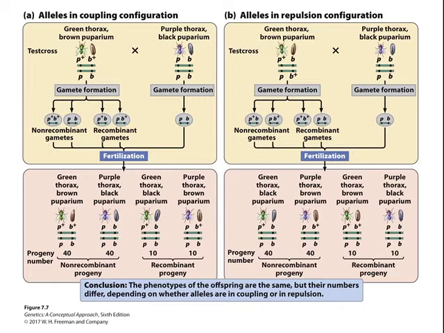The loci for thorax color and pupation color are located close together on the same chromosome. Suppose we test cross a fly that's heterozygous at both loci with a fly that's homozygous recessive at both.